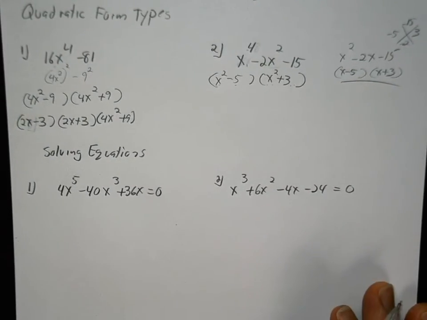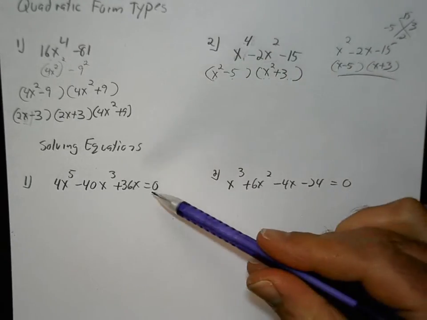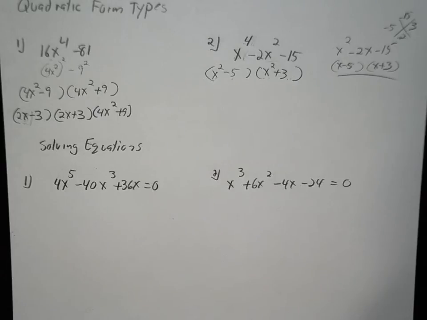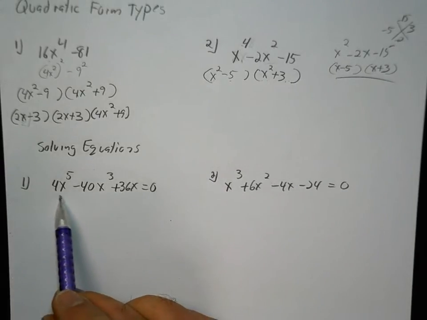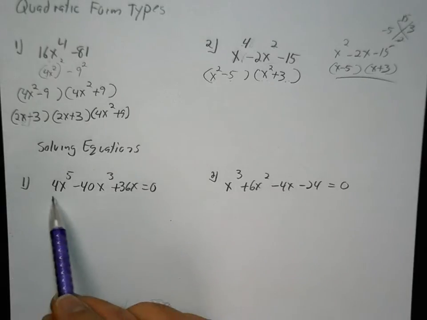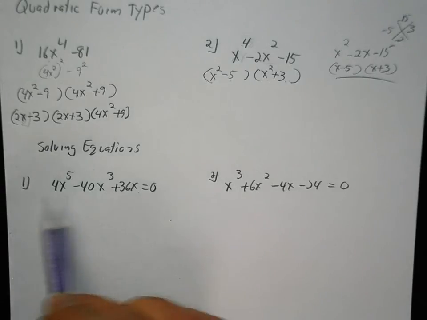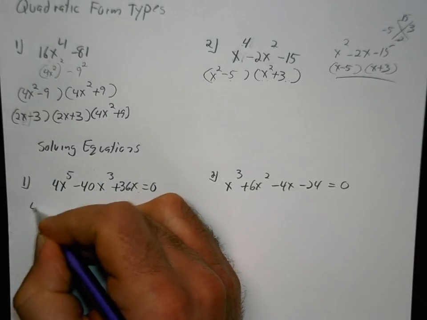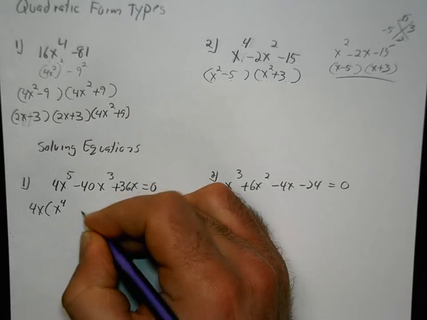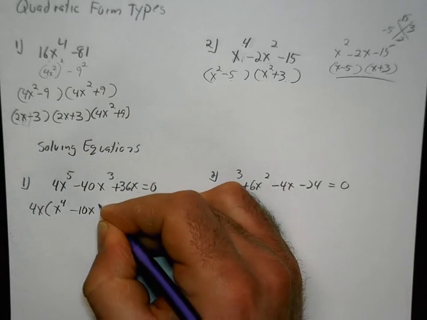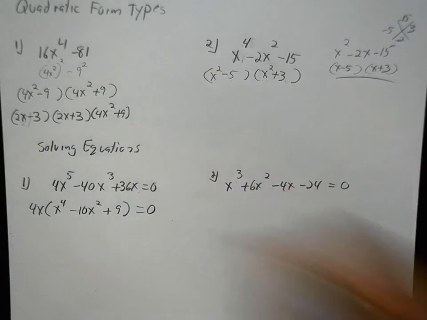Last part here, solving equations. All we're doing is taking it a step further, and we're actually solving equations. So in order to solve this equation, we have to factor. Okay, so we have to first identify what type of factoring it is. So the first thing we always look for is, does something factor out of every term? Looks like I have an x in every term. I can factor out a 4x, and that leaves me with an x to the fourth minus 10x squared plus 9 equals 0.